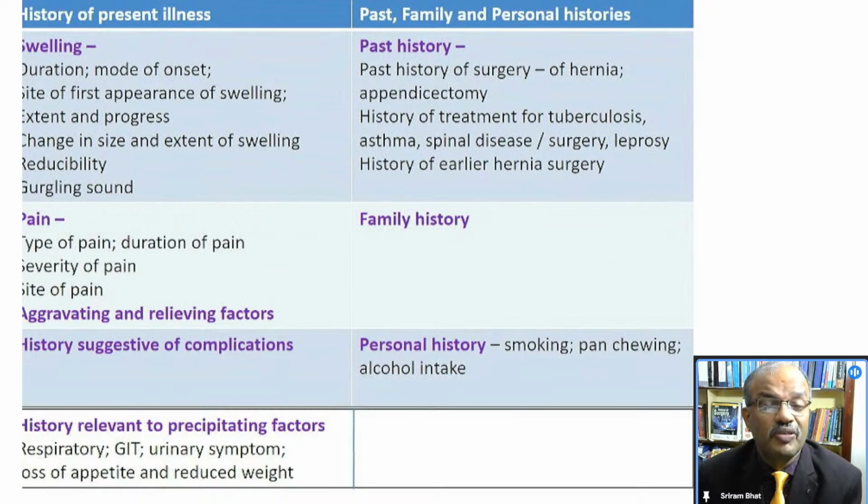Site of first appearance of the swelling: if it is in the lateral part of the inguinal canal, then it is probably indirect. If it is in the middle part of the inguinal canal, we think of direct. First by history, then extent and progress. Gradually it descends, comes up, comes down, and goes across the external ring into the scrotum. So if the swelling eventually progresses into the scrotum, then commonly we think it's an indirect hernia.